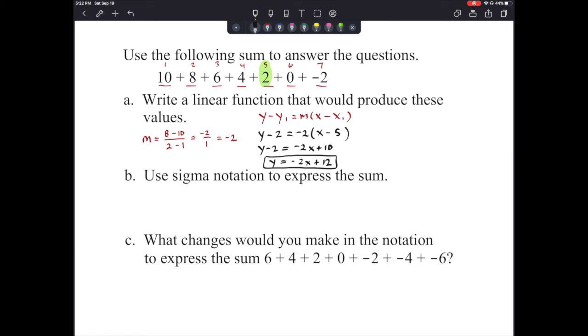Now it says use sigma notation to express the sum. So put your sigma in first. Choose what letter you want to use. I'm going to use n in this case. We're going to say let's go from the first term to the seventh term of this function, negative 2 times n plus 12. So we've expressed it there like that.